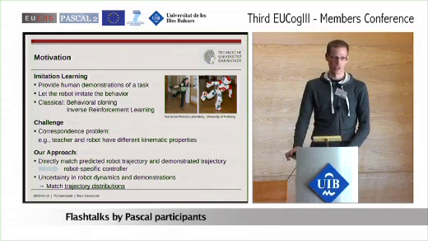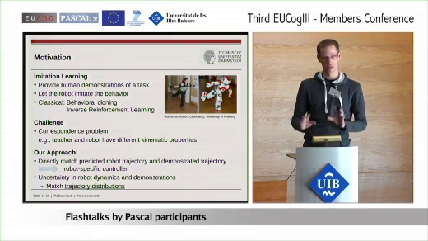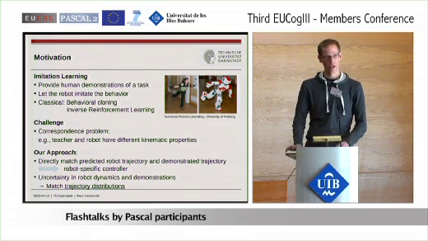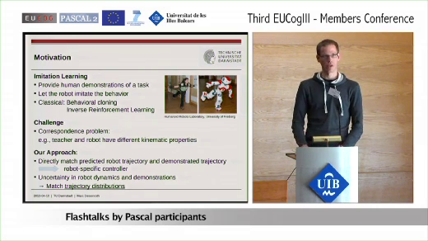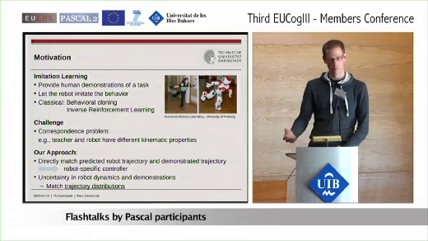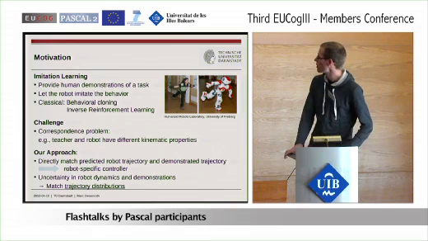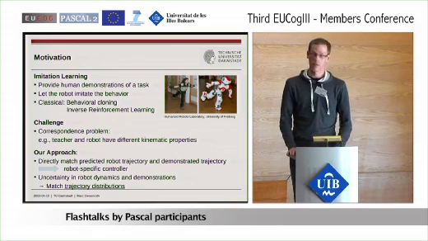Our approach is to directly try to solve this similarity problem by minimizing some sort of distance between a demonstrated trajectory and the robot's trajectory, and we can learn a robot-specific controller by doing this.